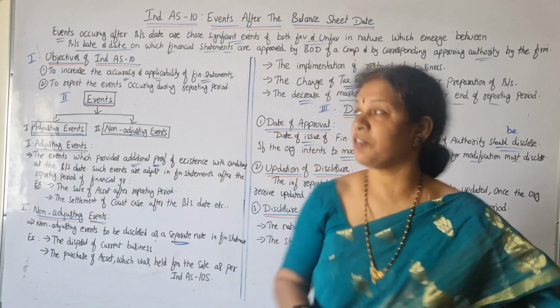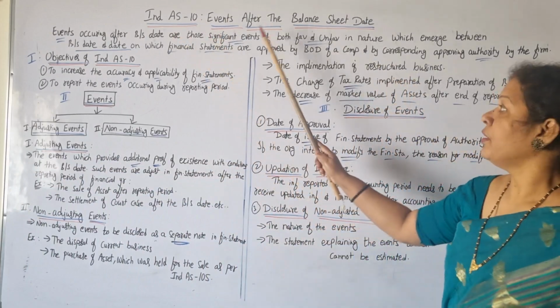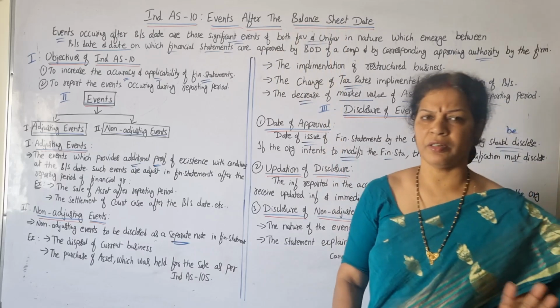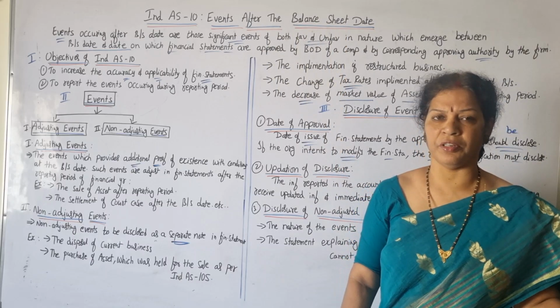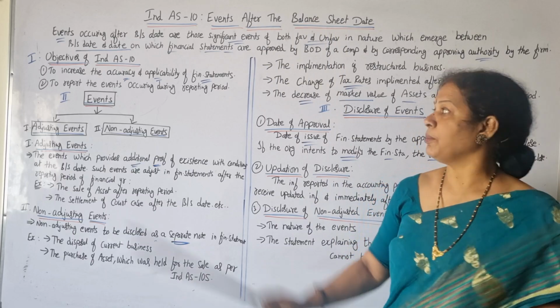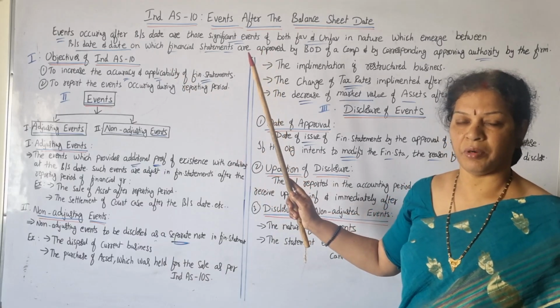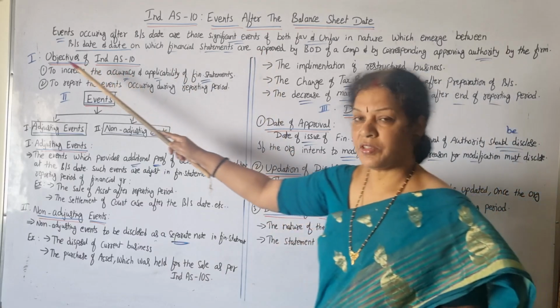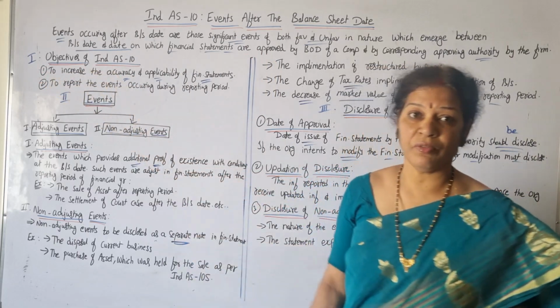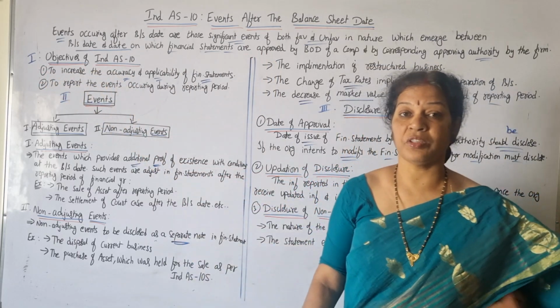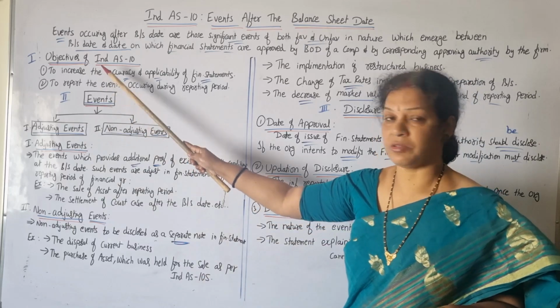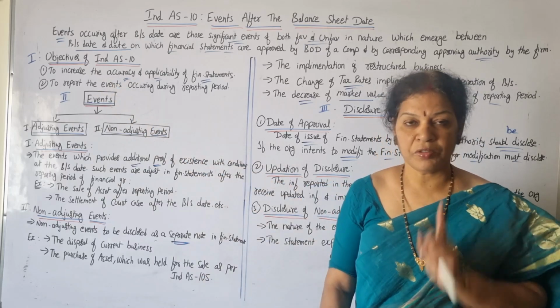Now how do you remember this? Accounting standard 10, events after balance sheet date. 10 means events after balance sheet date. Main important things, remember, understand the concept. Twice you read it, you'll understand what it is. Then after that, first concept is objectives of accounting standard. What are the objectives? 2 objectives are there. Objectives are over.